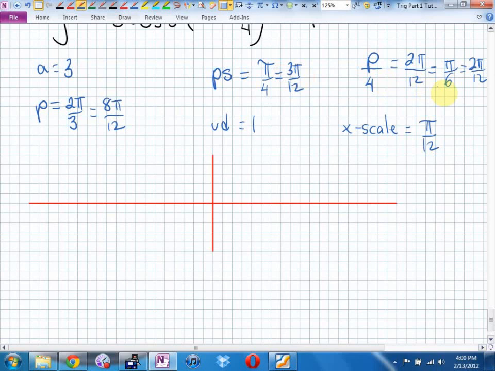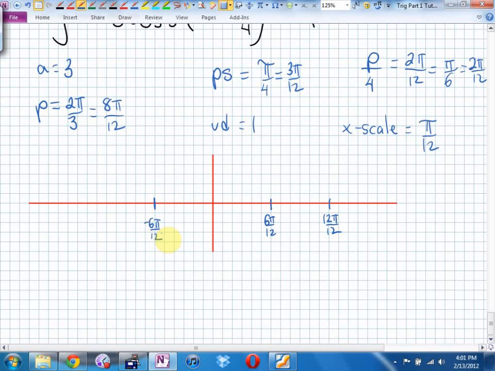I start out, what's my x scale? I'm not going to label each one. That's going to be really crowded. How about 1, 2, 3, 4, 5, 6 pi by 12. 1, 2, 3, 4, 5, 12 pi by 12. Good enough. 1, 2, 3, 4, 5, negative 6 pi by 12, and I'll add more if I need to.